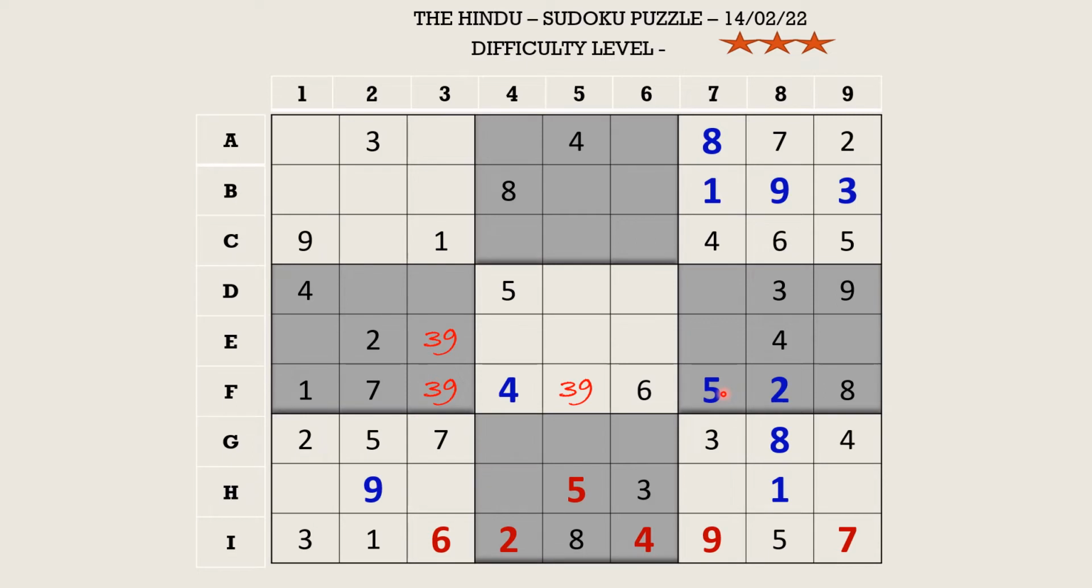So in the 9th block, the missing numbers are 2 and 6. There is a 2 here in column 9 which blocks this cell. So H9 takes 6 and H7 takes 2. Now in the 9th column, the only missing number is 1. In the 6th block, the missing numbers are 6 and 7. So let's mark it with 6, 7 pair.